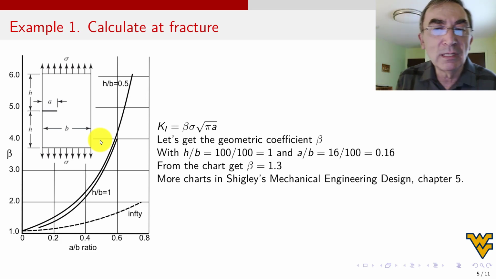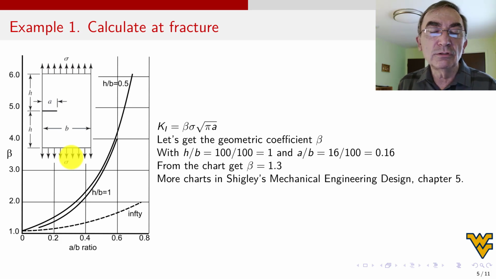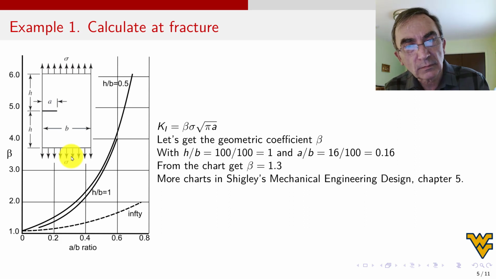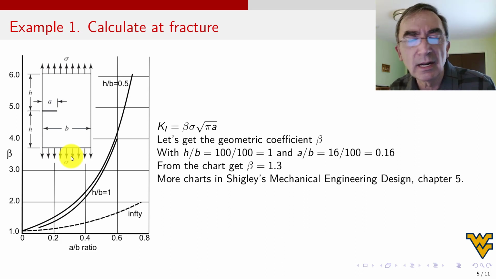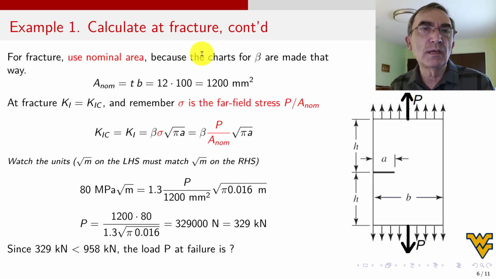And for each geometry, not only one chart, but there will be 3 charts because the loading could be axial load, all right? It could be bending moment, or it could be torsion, which will produce shear stress, torsion T. So there are 3 types of loading for each geometry, and there are many geometries. And if the particular case that you want to analyze or design is not in Shigley's, there are handbooks with many more charts. So you can almost always find what you need, okay?